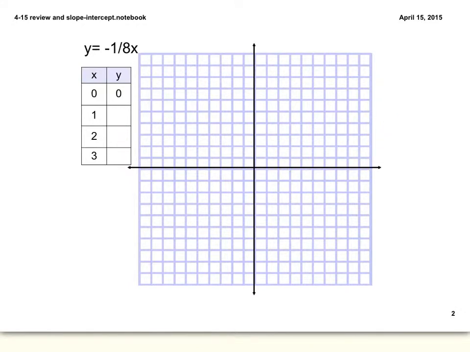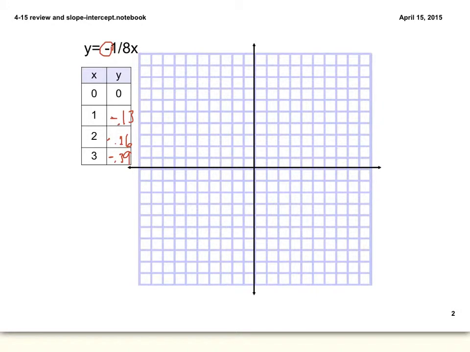Next question we have here, y equals negative 1/8 x. So it's going to be a whole lot like that other one, except this negative sign right here is going to do something to my graph. So use the easy stuff. Here's 0, 1, 2, and 3. Make it easy on yourself. 1 times negative 1/8 gives me negative 0.13. 2 times negative 1/8 gives me negative 0.26. 3 gives me negative 0.39.